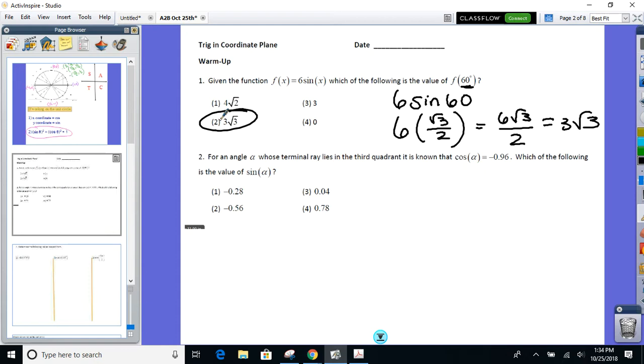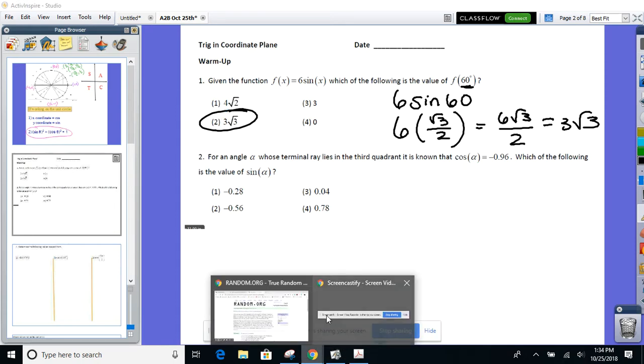For number 2, we got our alpha now. What quadrant are we in? Third quadrant. I give you the value of cosine. I'm looking for the value of sine in the third quadrant. Before we do anything, I need everybody to eliminate 2 of those answers right now. Please eliminate 2 of the answers, and I'm going to ask you why you eliminated those 2.